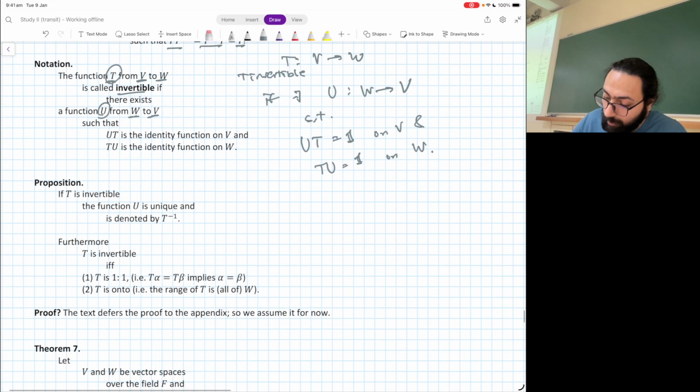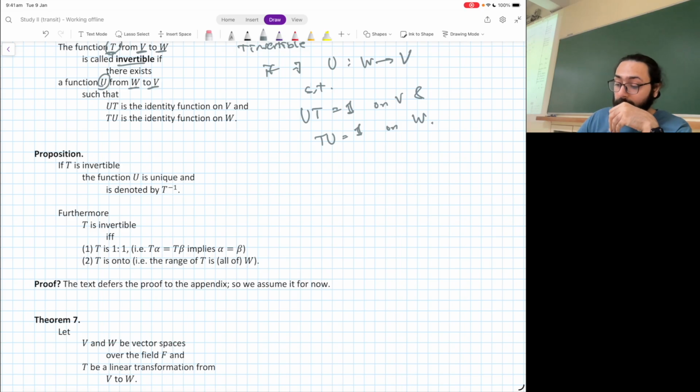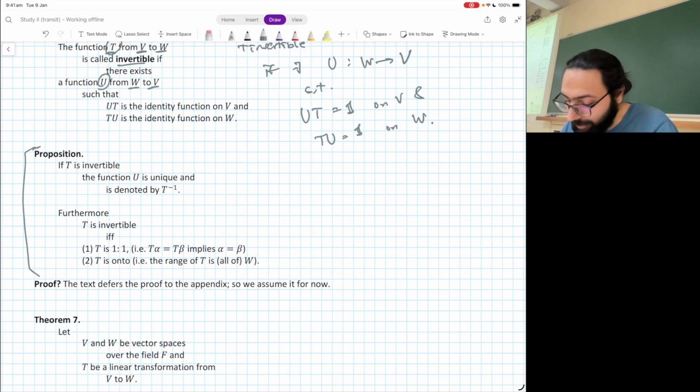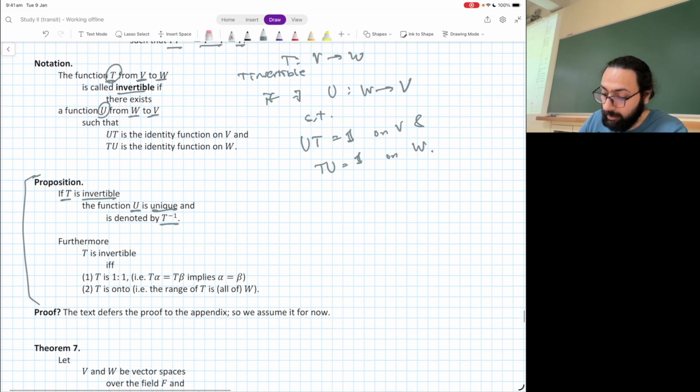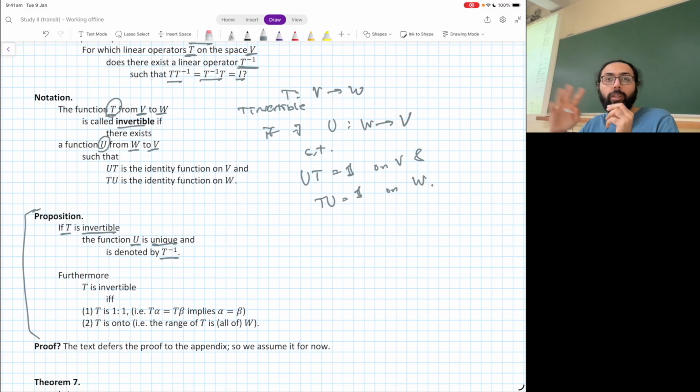Okay. So now the proposition is as follows, and we'll not prove this. This is something you sort of have to believe for now. There's a proof in the appendix, but I skipped it. If T is invertible, the function U is unique and is denoted by T inverse. That's the first property. You cannot have multiple inverses. If it is invertible, in the sense that UT gives you identity and TU gives you identity, then the inverse has to be unique.